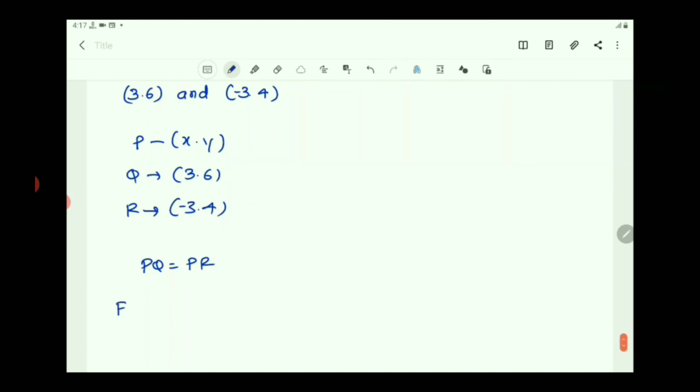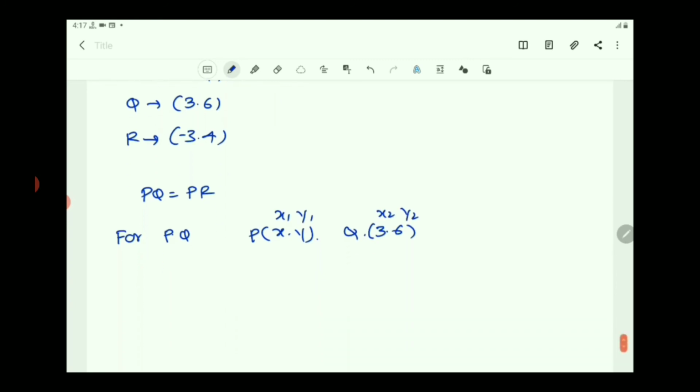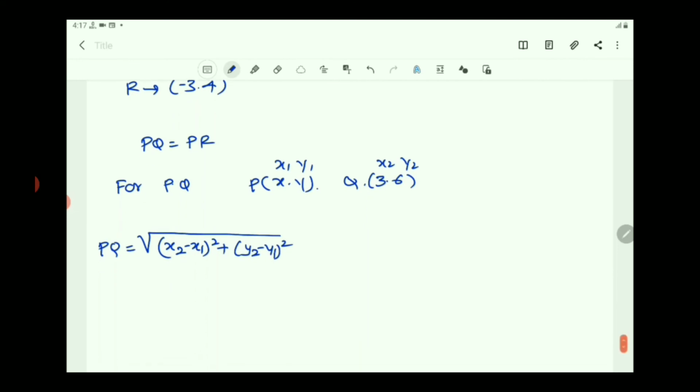Now for PQ, P is a point with (x, y) and Q is a point with (3, 6). So consider this is x1, y1, x2, y2. Then you write the formula for PQ. PQ equals root of (x2 minus x1) whole square plus (y2 minus y1) whole square. Then PQ equals root of (3 minus x) whole square plus (6 minus y) whole square.